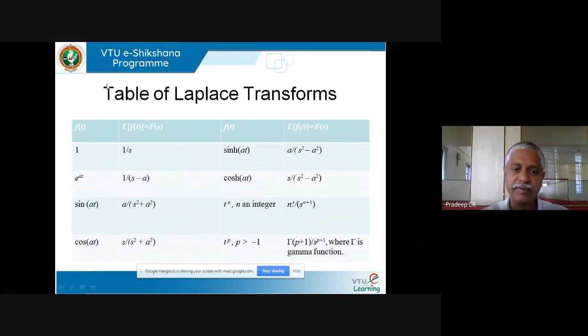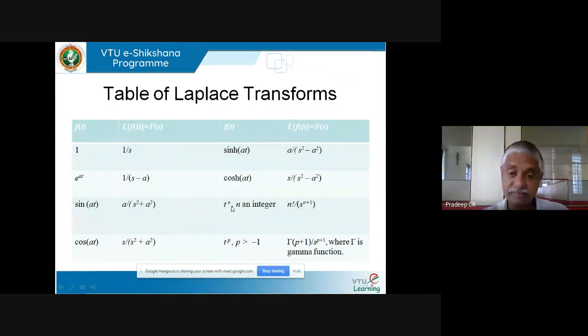So if I take the constant function 1, that means it is 1 everywhere when t is non-negative. Then the Laplace transform of such a function is 1/s. This we have seen. And similarly, Laplace of e^(at) is 1/(s - a). Laplace of sin at is a/(s² + a²), and Laplace of cos at is s/(s² + a²). And similarly, two hyperbolic functions also we saw. Sin hyperbolic is a/(s² - a²). Cos hyperbolic is s/(s² - a²).